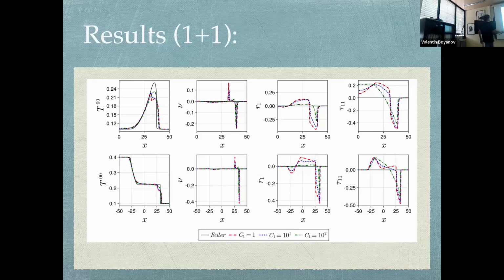And in black is the Euler part without dissipation. And here there are three choices of one of the coefficients. This is the coefficient of one of the terms. And you see that there is a lot of difference. And you can see that there are some extra shocks coming from the other propagation speeds.